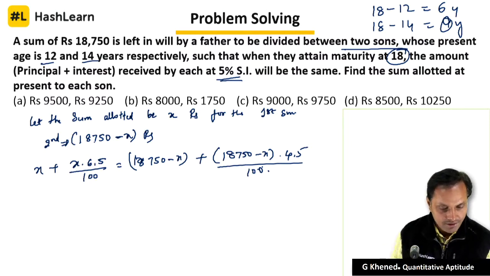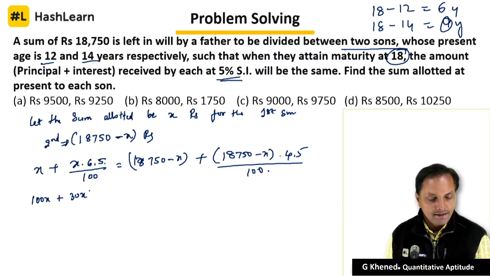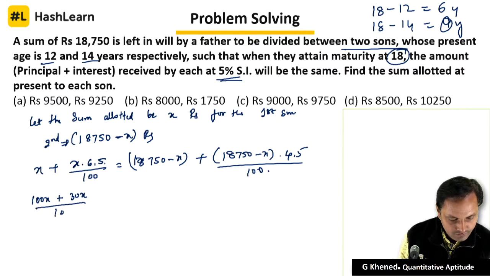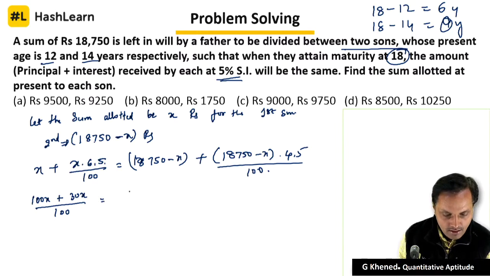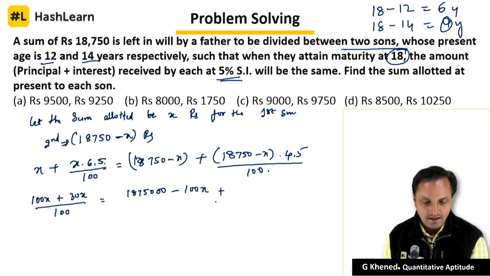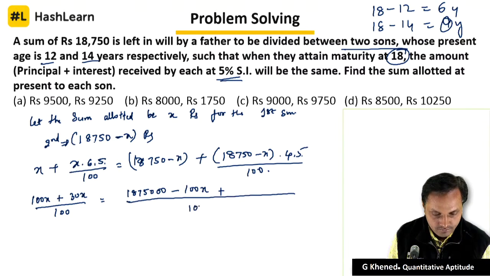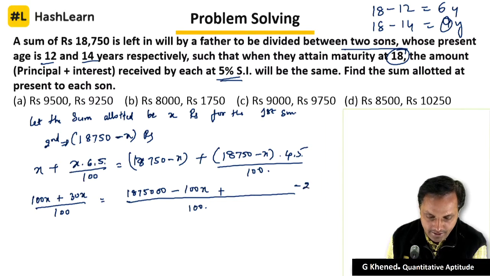Let us do a simple calculation. This will be 100x plus 5 6s are 30x, divided by 100, equals 18750 into 100 minus 100x plus 4 into 5 is 20, so minus 20x I will write here, 4 5s are 20. And what is 18750 into 20?